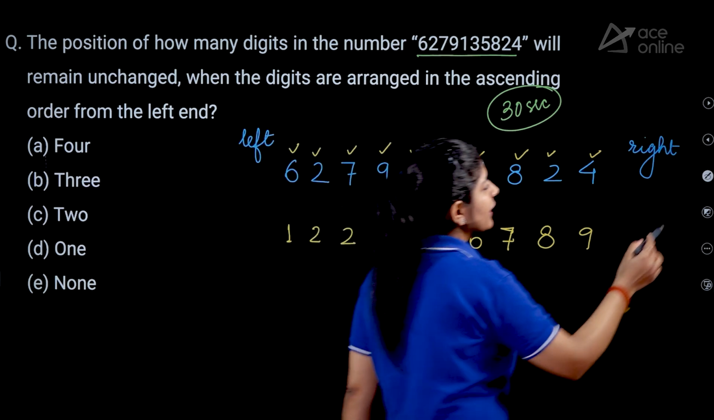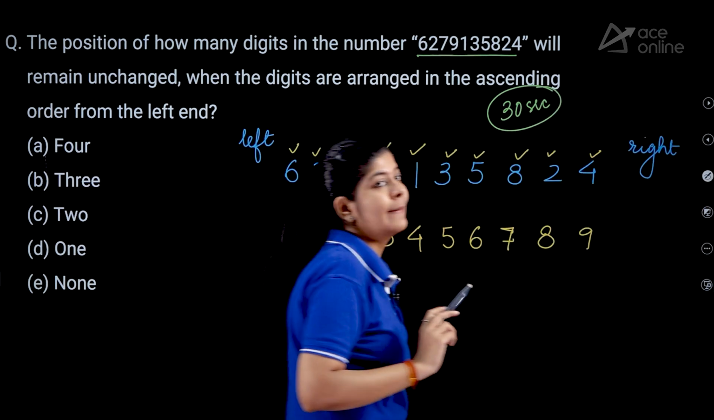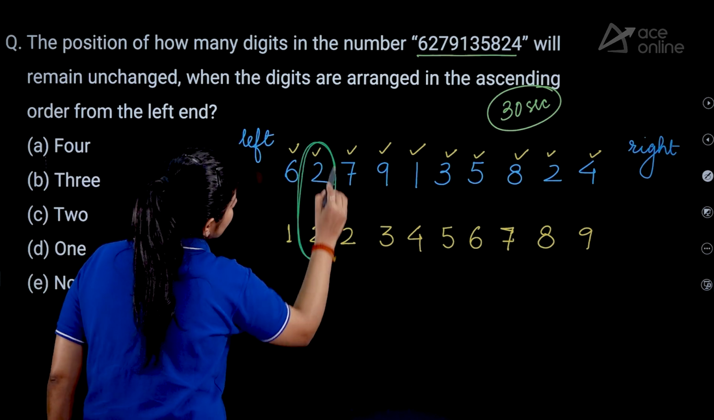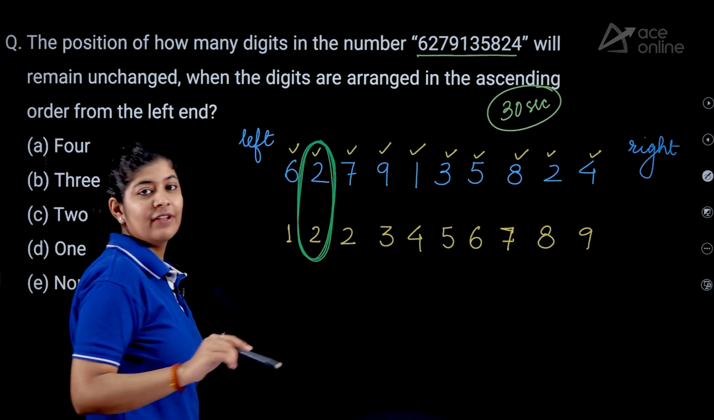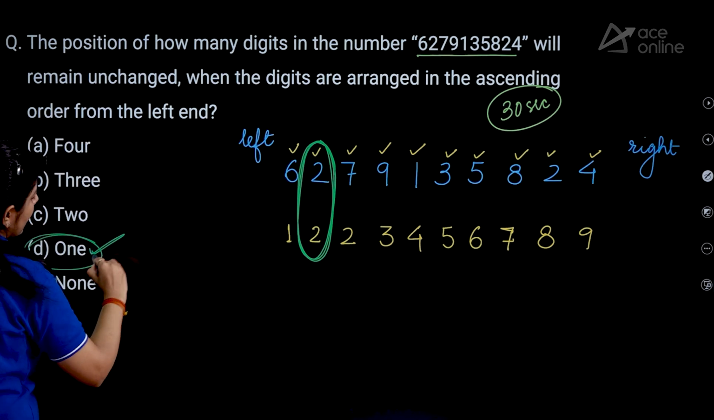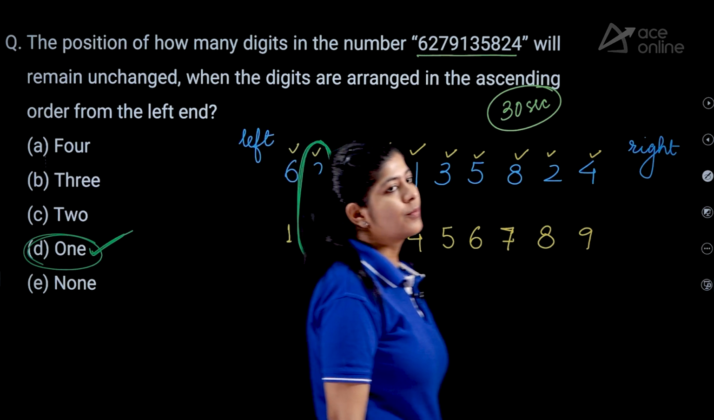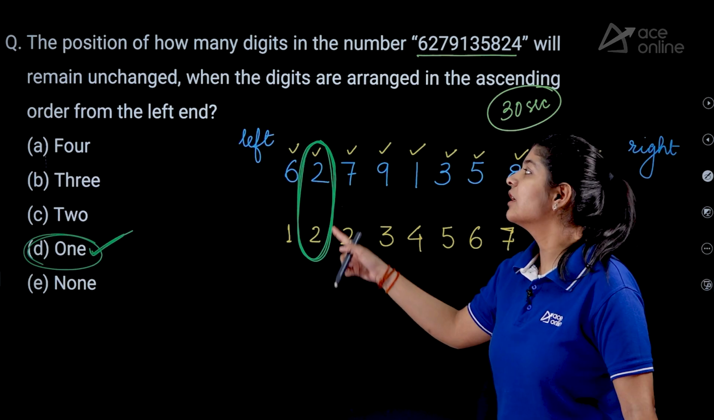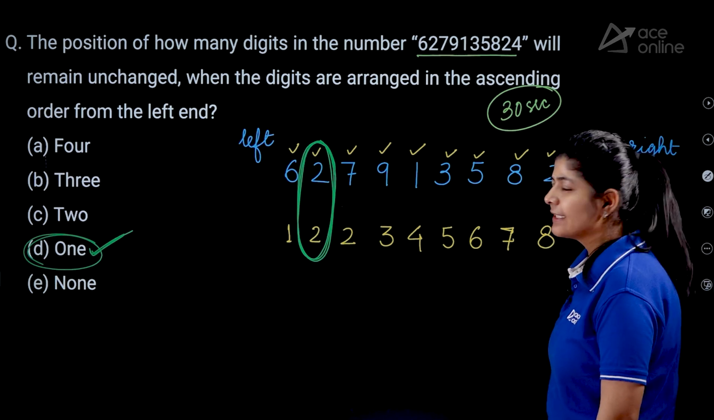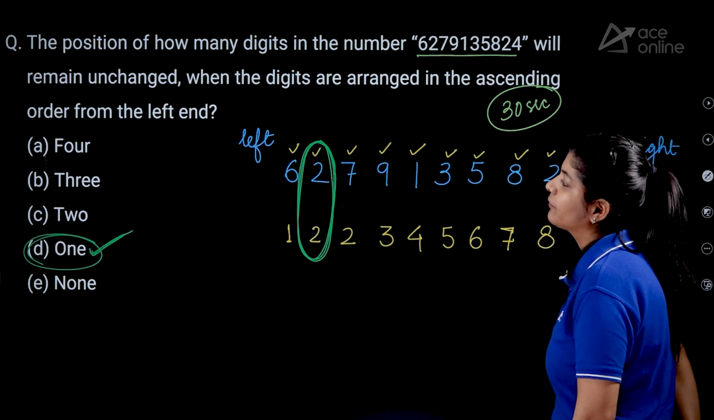But we have to identify the number that will remain the same, and we are having just one number, that is 2. This is the only digit that remains unchanged. So the correct answer over here is option number D. We are having just one digit that remains unchanged. Again, this is a very simple type of problem.